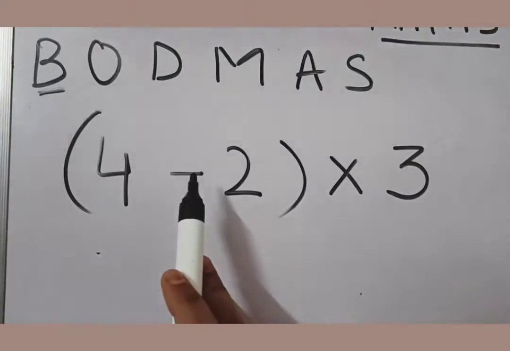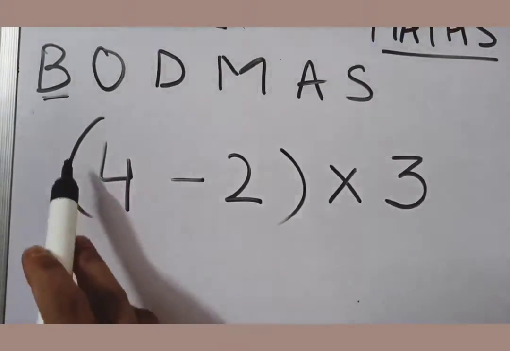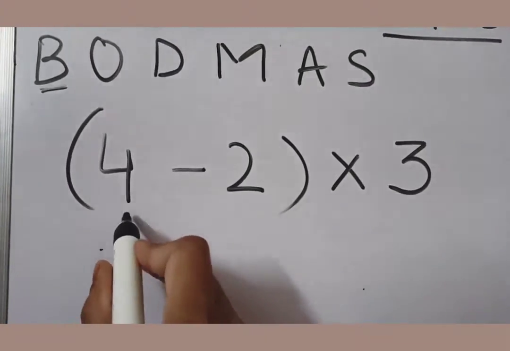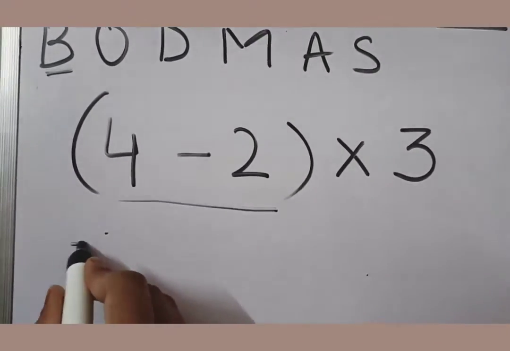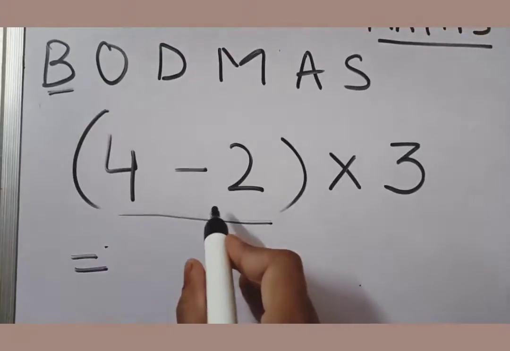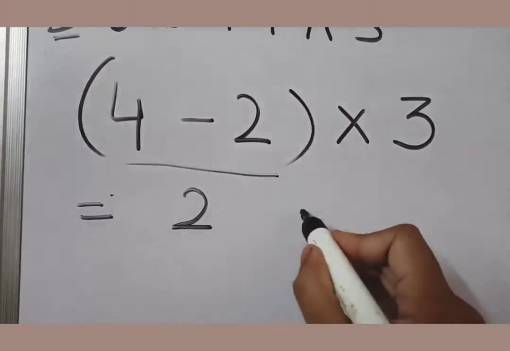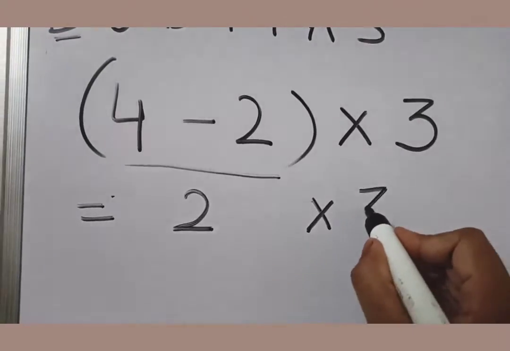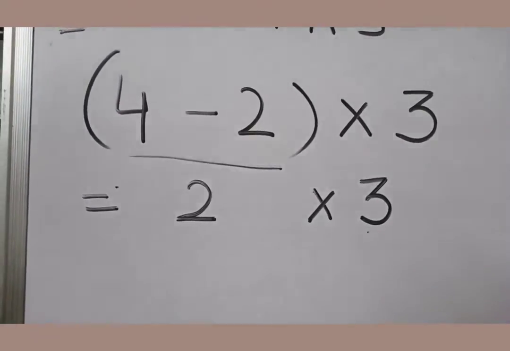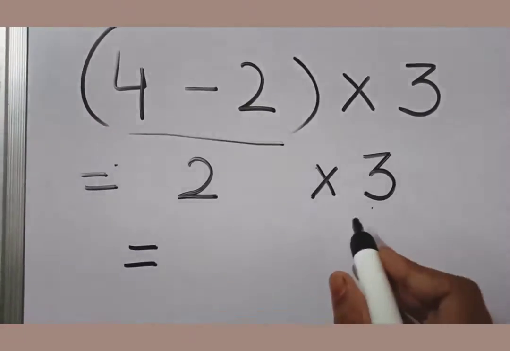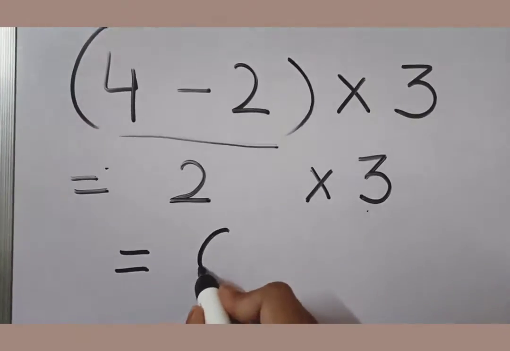So whatever is the operation inside this bracket, we are going to solve that only. So we are going to write the answer after solving this bracket. 4 minus 2, answer will be 2, and copying the rest thing as it is, 3 into 3. So we will get the answer 2 into 3, answer will be 6.